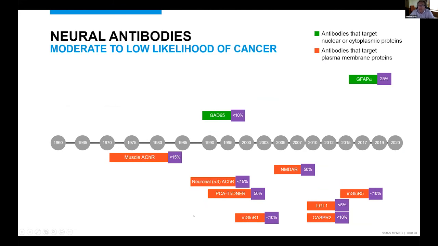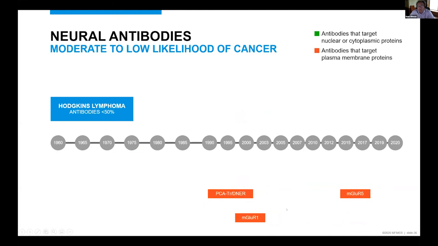Some antibodies are not associated with a very high likelihood of malignancy, but still malignancy. And again, we generally do think that it is reasonable to look for malignancies in these cases. So NMDA receptor antibodies are associated with a tumor in 50% of cases. LGI1 in about 5% of cases or less will have thymoma. CASPR2, less than 10% will have thymoma. If you have LGI1 and CASPR2, then your likelihood of thymoma increases to about 25%.